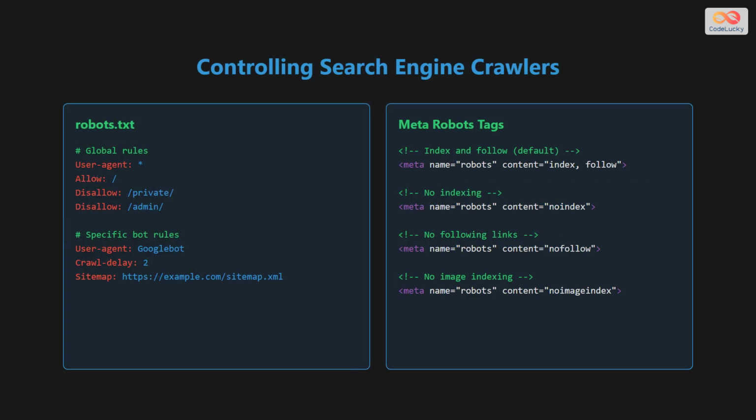Let's move on to controlling search engine crawlers using Robots.txt and Meta Robots tags. The Robots.txt file is located at the root of your website, like example.com/robots.txt. It gives instructions to search engine bots on which parts of your site they should not crawl. Meta Robots tags, on the other hand, are HTML elements that you place within the head section of a web page to control whether specific pages should be indexed or followed by search engine crawlers.